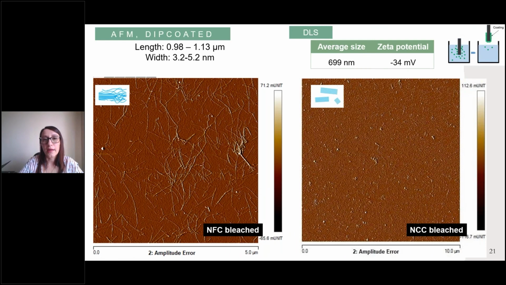Those are some AFM images. Also, I put here the size. This is for NFC, and this is for NCC. As you can see, the size of the fiber is different. Here you have length about 1 micrometer and width about 3 to 5 nanometers. For the NCC, the size is about 700 nanometers, and the zeta potential is minus 34. Like I said before, it has negative charge.